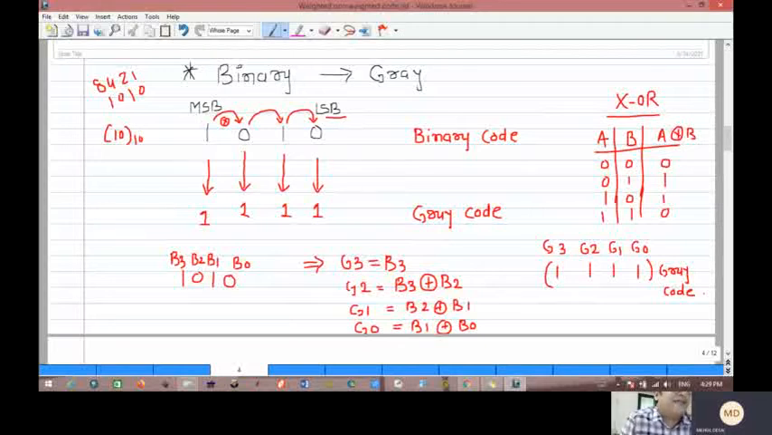So this one is MSB and this one is LSB. In this method, first of all we have to keep the MSB as it is. So this one is kept as it is. Now this MSB, next digit whatever is there, we have to do XOR operation.